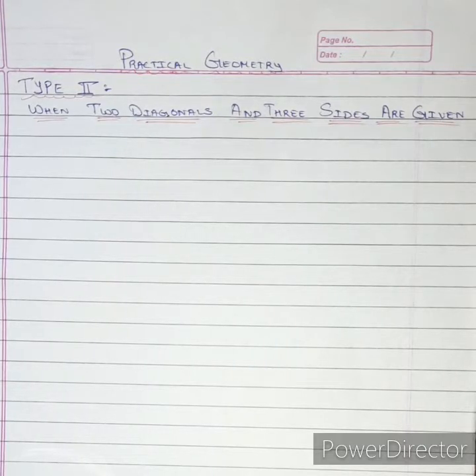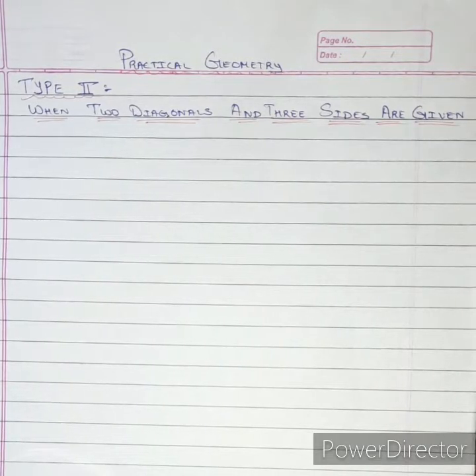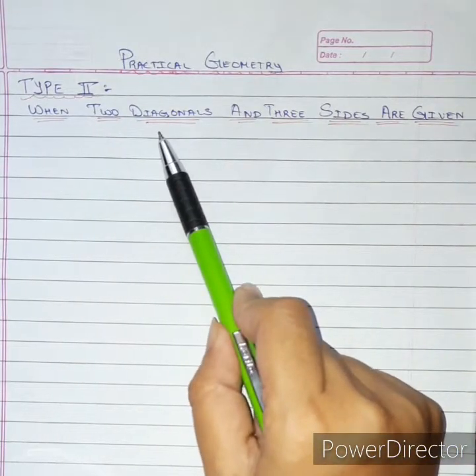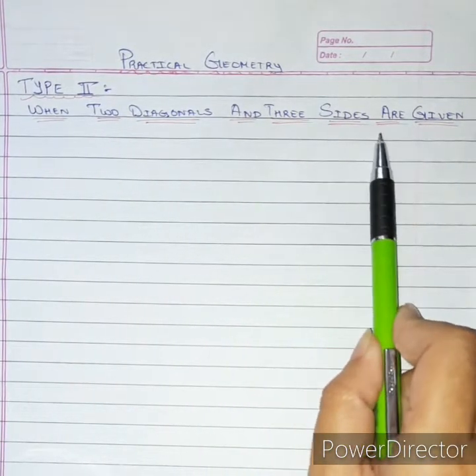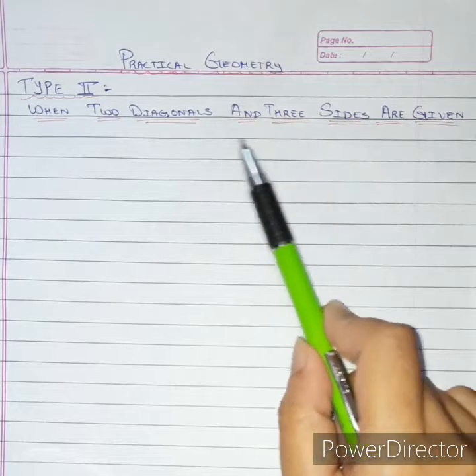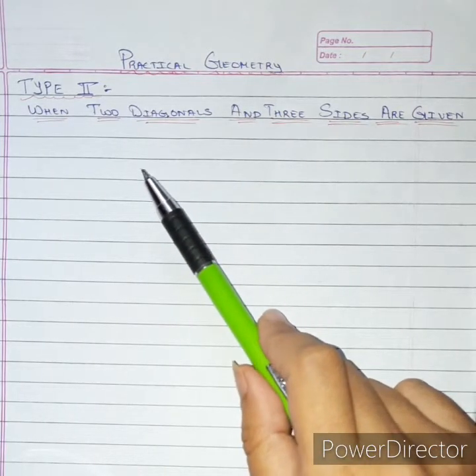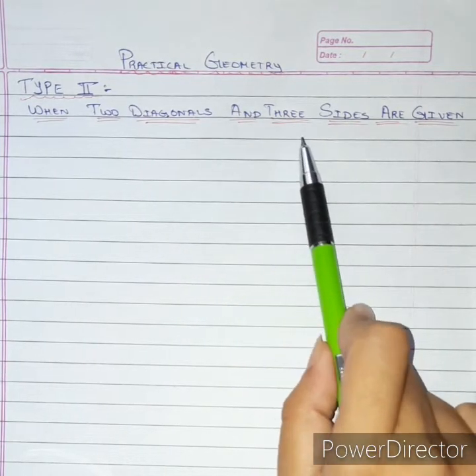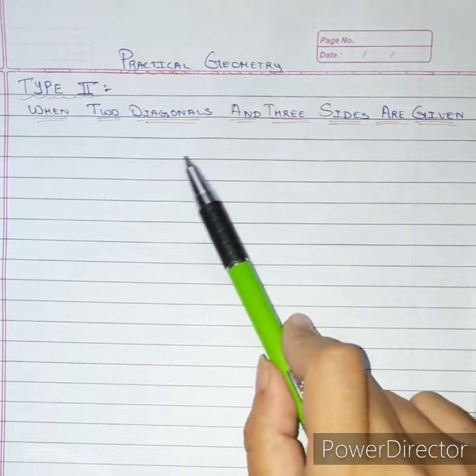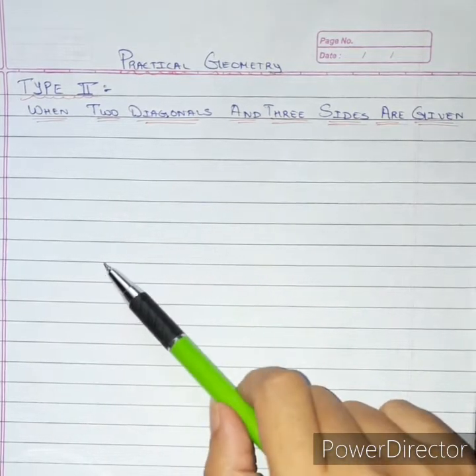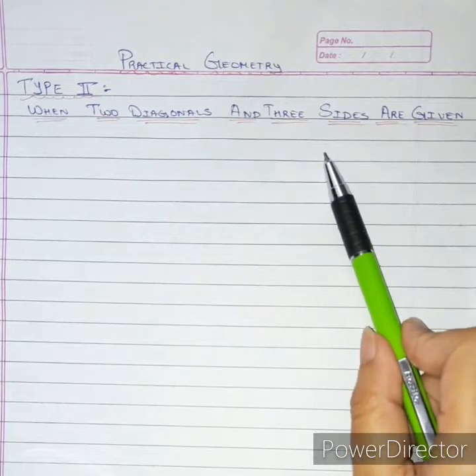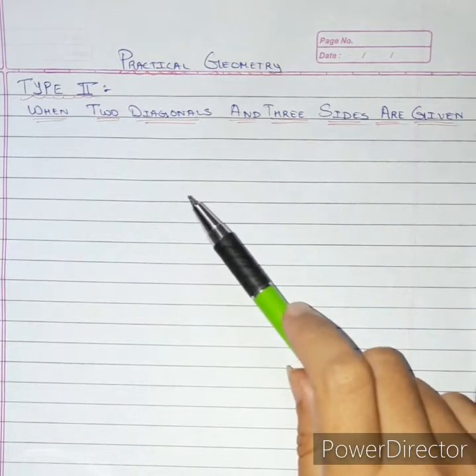Today we will see the type 2 constructions where two diagonals are given and three sides are given out of the four sides. We are going to draw a quadrilateral based on the two diagonals and three sides. Last time we saw where all the four sides and one diagonal were given, but this time one side is not given but two diagonals are given.